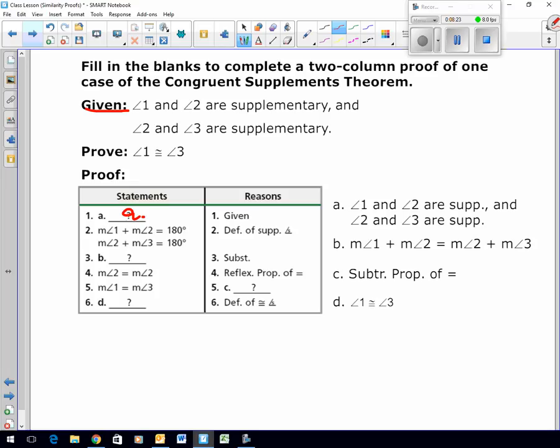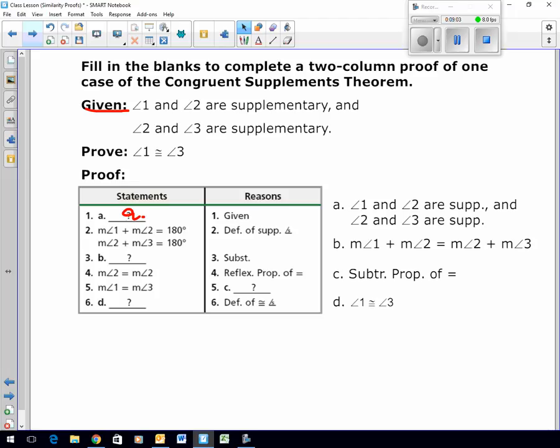Next, I'm going to take a logical step. If things are supplementary, does that mean that they have a sum of 180? Yeah, so watch all I do here. Angles 1 and 2 are supplementary. That means that the measure of angle 1 plus the measure of angle 2 is 180. Angles 2 and 3 are supplementary. That means that the measure of angle 2 plus the measure of angle 3 equals 180. How do you know? That's the definition of supplementary. The definition of supplementary angles means angles have a sum of 180.